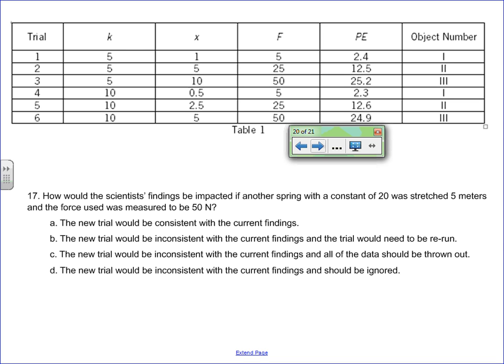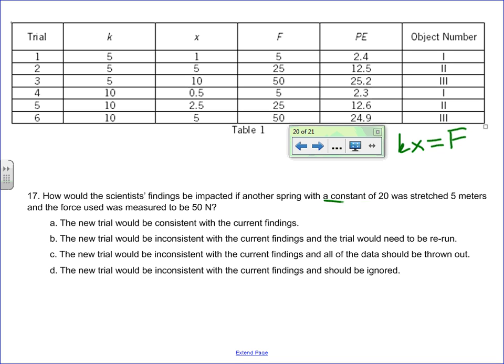So, how would the scientists find the impact if another spring with a constant of 20 stretched 5 meters and the force used was measured to be 50 newtons? How do you set up a problem like this? What do you do with all the data that you're using? Yeah, plug it into your equation. So we're going to try to see if our model that we made, which is K times X equals F, does it still work in this scenario?